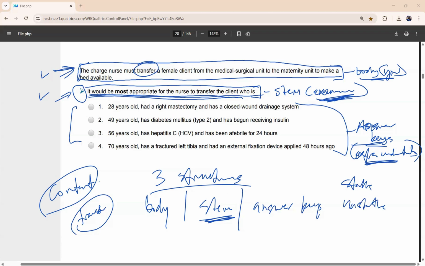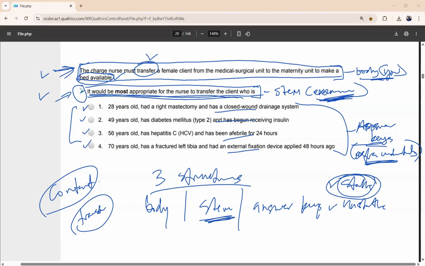But what is this question testing us on? Bed available. Now, when we transfer to make a bed available, who are we transferring? Are we transferring a stable client or an unstable client? Definitely a stable client, because we are making a bed available. It means that somebody among this list doesn't need as much care as others. Not that they don't need care, but they don't need as much care as others. Why? Because they are stable.